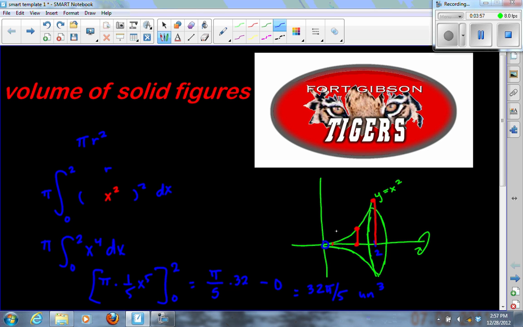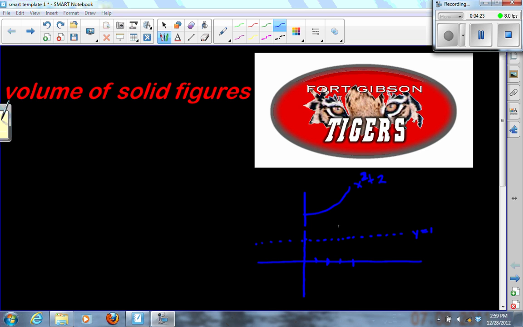So it boils down to this. You just need to add up a whole bunch of disks, pi r squared, from your start to your end. And you just do that with an integral. The hardest part is finding the length of the radius, which in most cases is not that bad, but in some cases it is. So the next example I'm going to do is when the radius is a little bit harder to see.